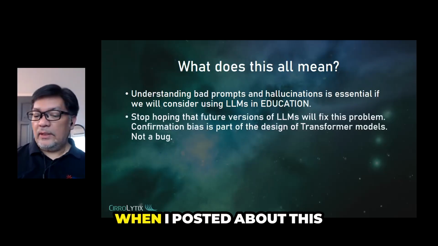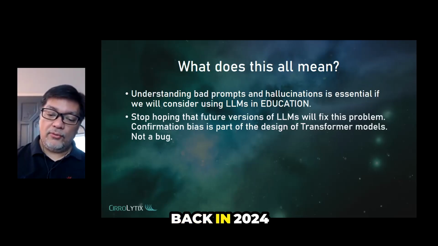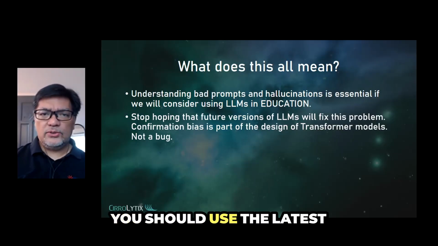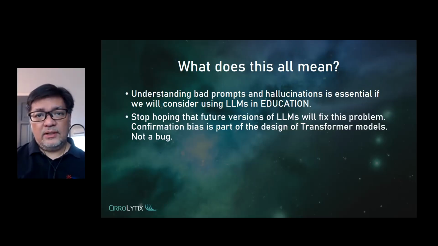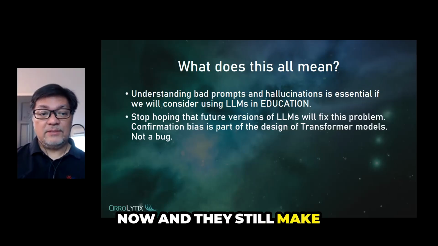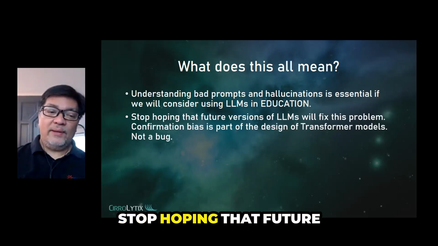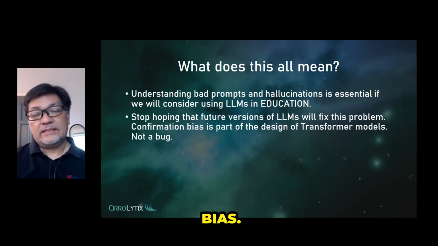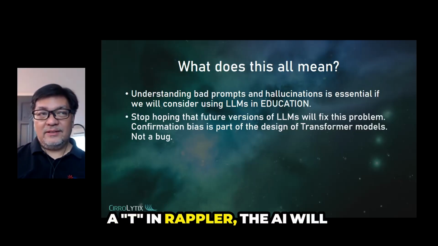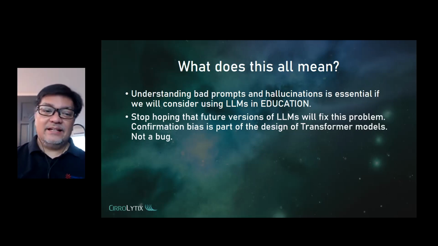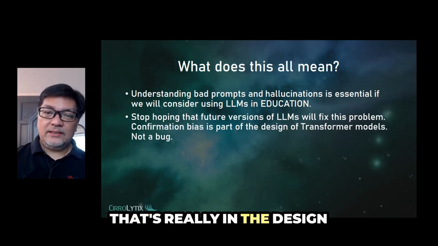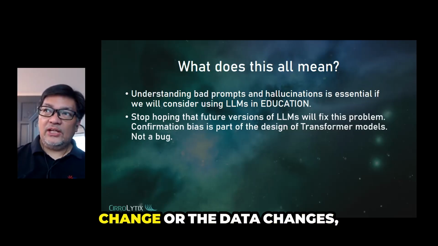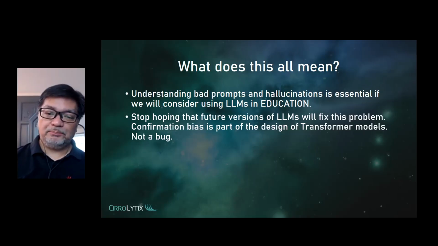And finally, I remember when I posted about this back in '24, the most common reply was, what version of AI are you using? You should use the latest version. Well, as you saw earlier, I use the latest versions now and they still make mistakes. I think we should really stop hoping that future versions will fix this problem. It's hard to patch because of confirmation bias. If you're looking for a T in Rappler, the AI will be looking to confirm your bias. It wants to please you. That's really in the design of the models, the transformers themselves. It's not a bug. So unless the architectures change or the data changes, it's always going to be the case.